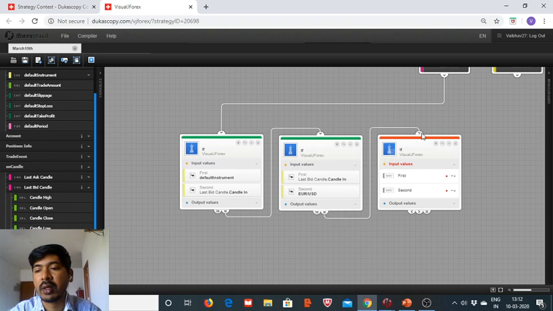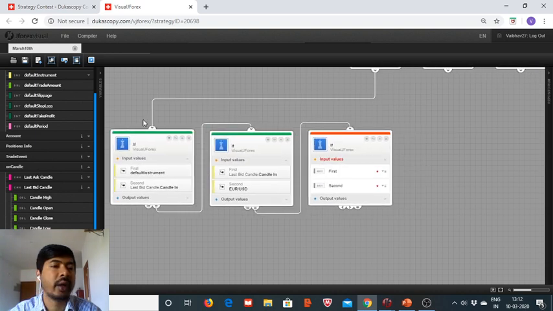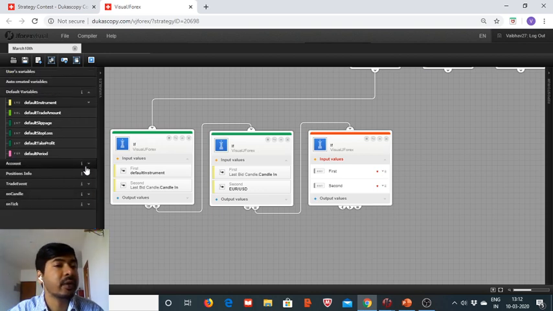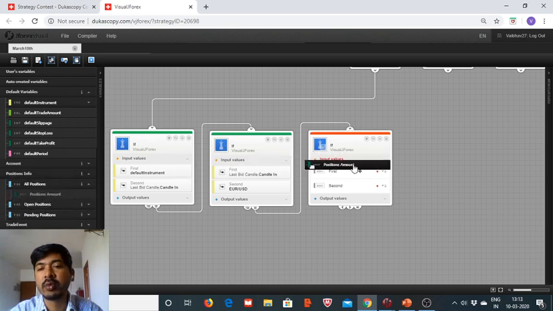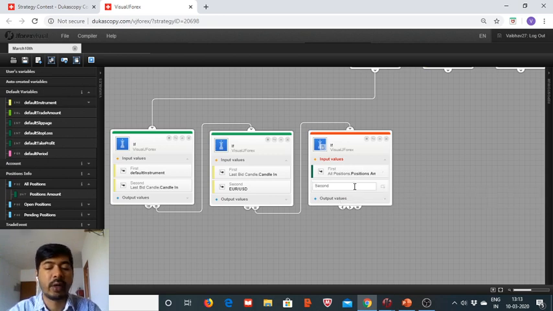So we have done this, and now we will do the position info. Position info, we will use all position amount, and it should be 0. That means no market open or no pending open order is there. We make it 0.